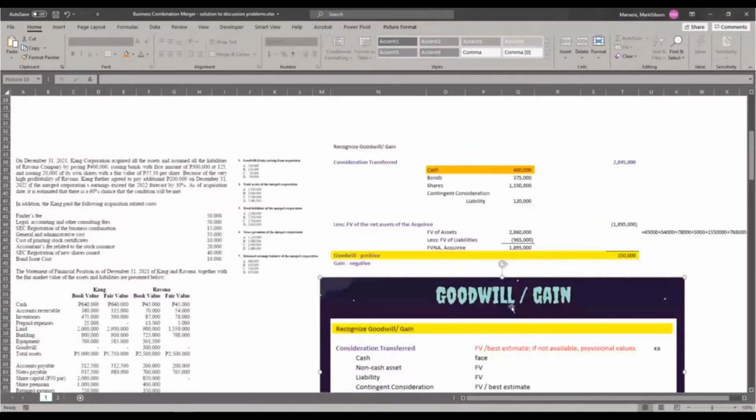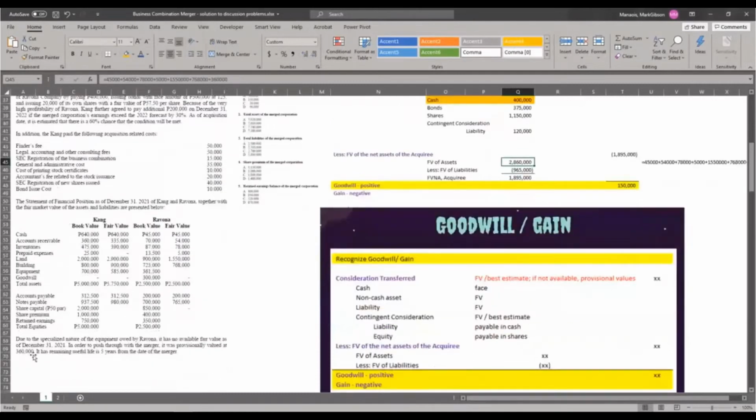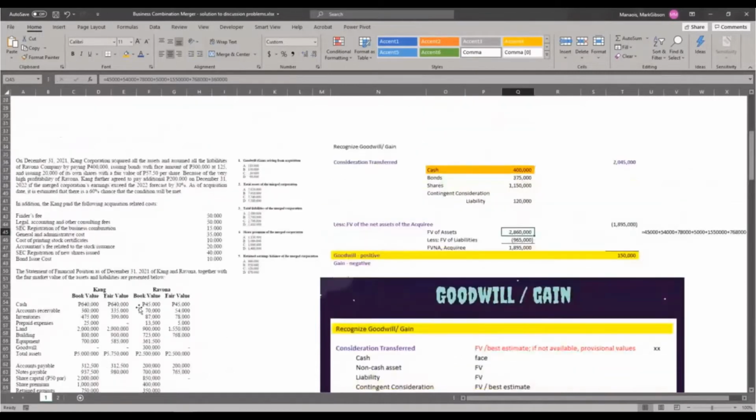So with that, ready na tayong gawin yung second portion of this cheat sheet, in order for us to get the goodwill or gain. So isa-isa natin to, ano yung assets. Of course, we have cash of 45,000, AR of 54,000, 78,000 inventories, 5,000 prepaid expenses, 1,550,000 land, 768,000 building, and then we have 360,000 for the provisional value for the equipment. So yun lang lahat yun, inisa-isa natin siya. That's the fair value of the assets.